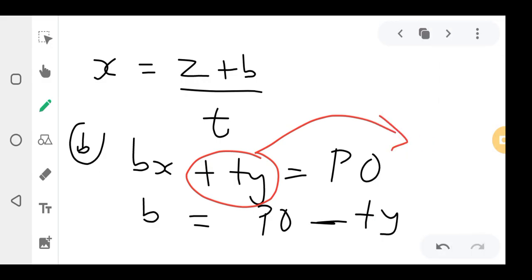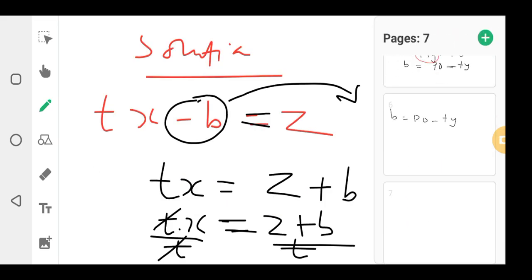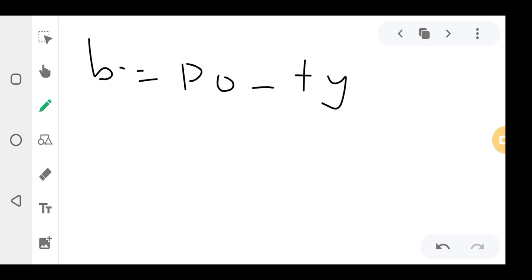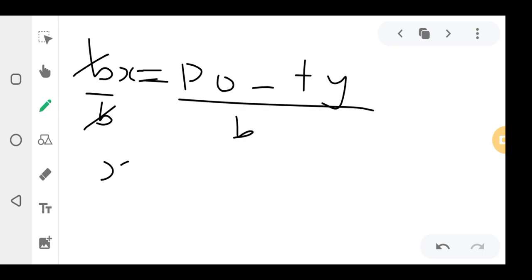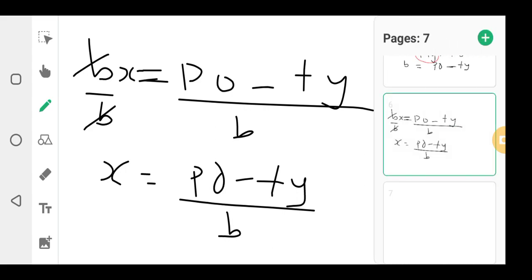Okay, this is bx. We have an x here. This side bx is equal to po minus ty. So I'm making x a subject, so we divide both sides by b so that x remains. So x is going to be equal to po minus ty over b. You have made x the subject. Okay.